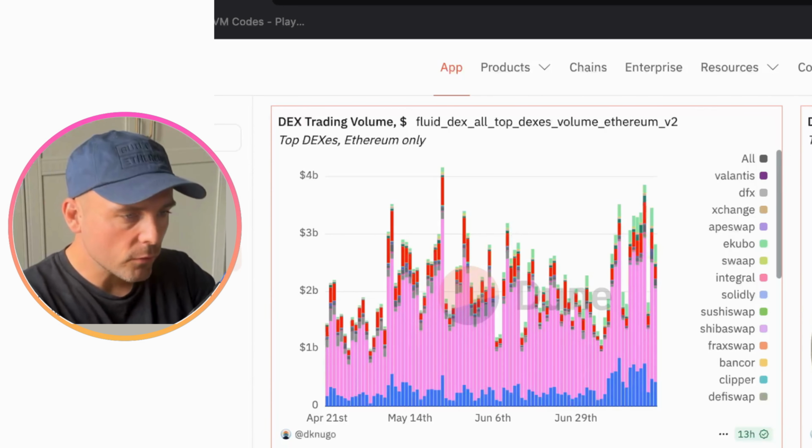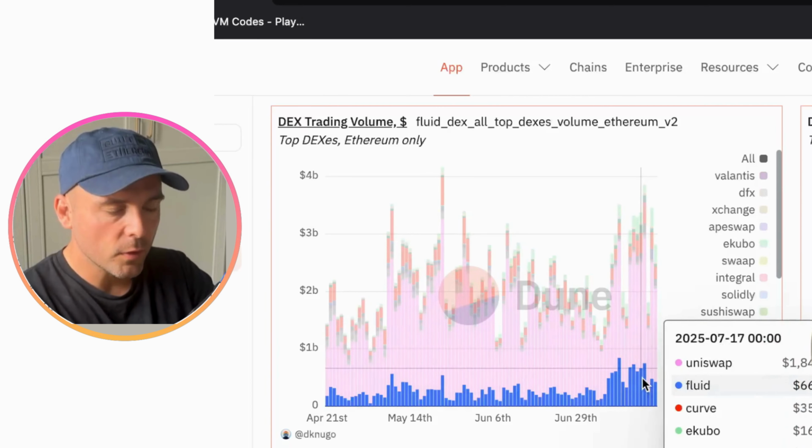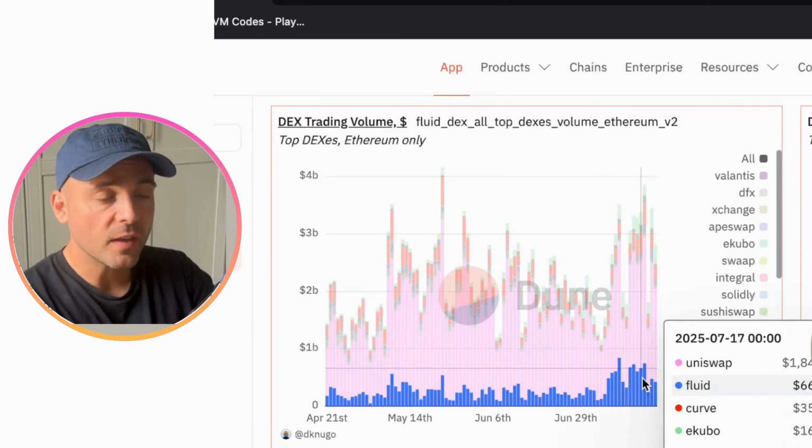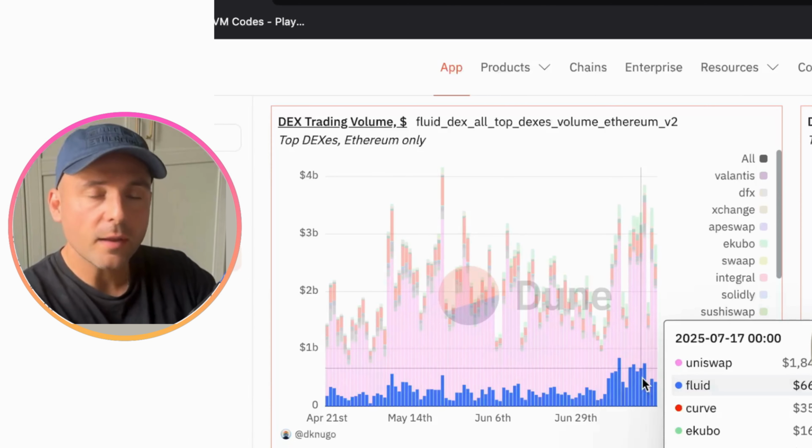But don't take my word for it, the numbers speak for themselves. Fluid is now consistently the second largest DEX on Ethereum in terms of volume. And keep in mind that DEX v1 is all about non-volatile trading pairs. So 90% of Fluid's DEX volume is stables and pegged pairs.